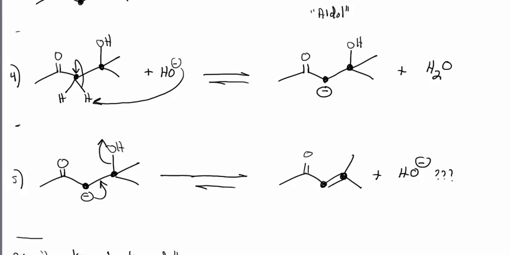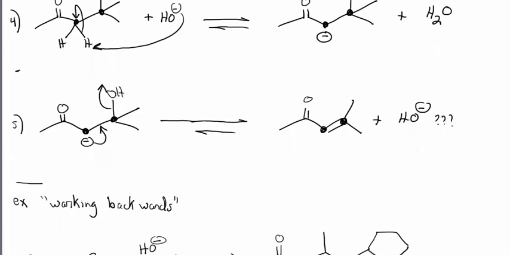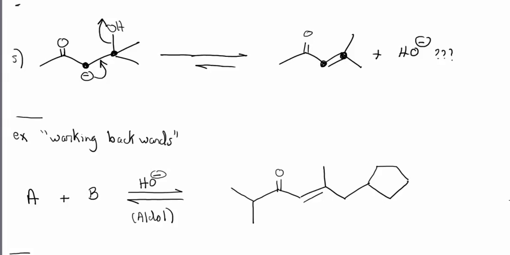So just to wrap things up here, I've got 2 more examples. You can use this example and work it through. You'll also see this on the next worksheet. But can we work backwards? Can we start with the enone product and figure out what the reactants might have been? What are A and B?